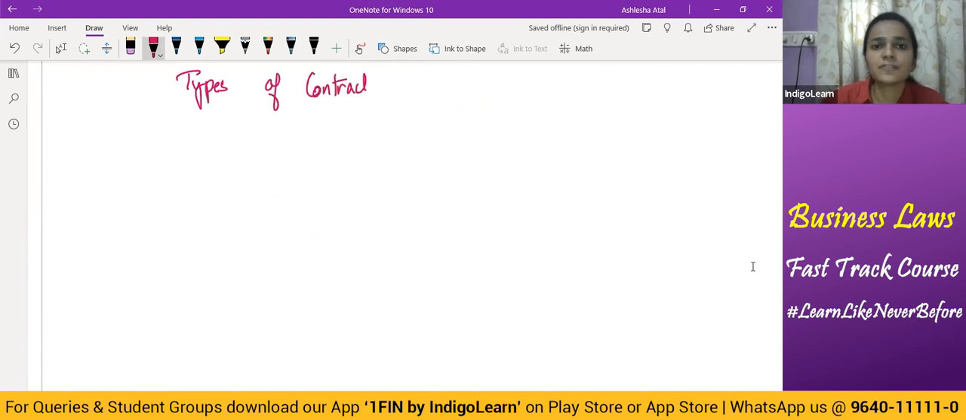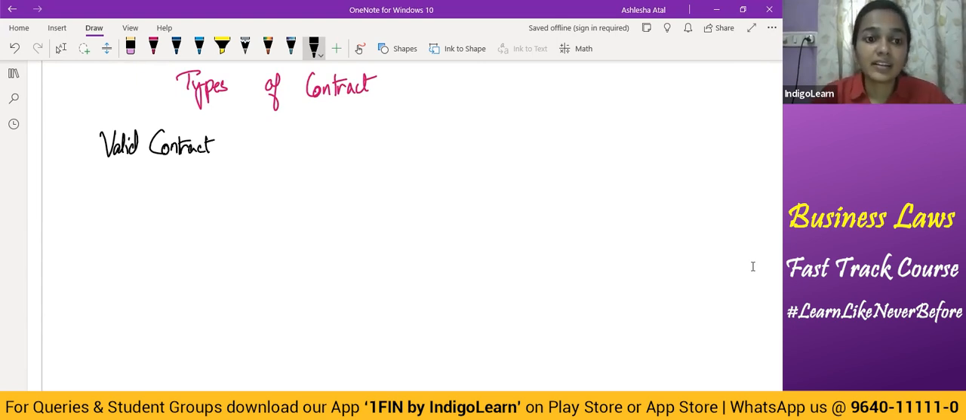So the first type of contract is valid contract. Can someone tell me what is a valid contract? All essential elements of a contract have been fulfilled. All the essential elements of a contract being present will make a contract a valid contract. If there is a contract which is made and that contract contains all the essential elements of the valid contract, then in that situation we say that the contract is a valid contract.